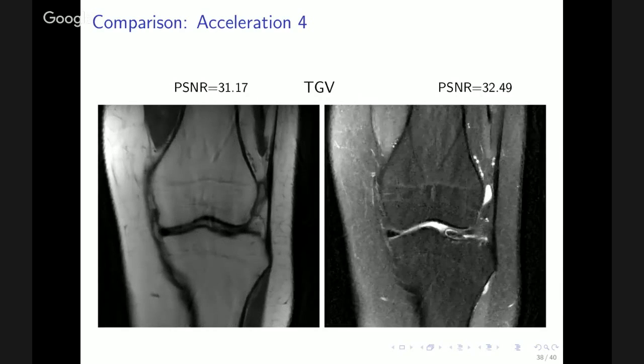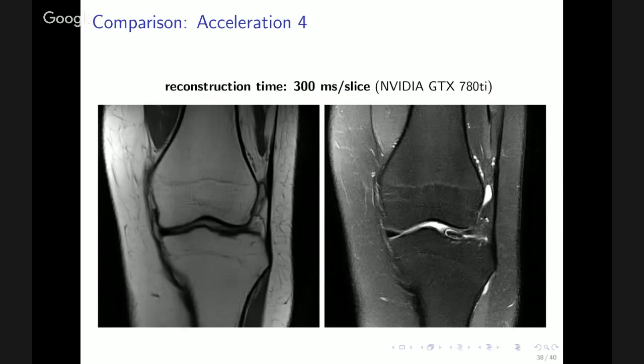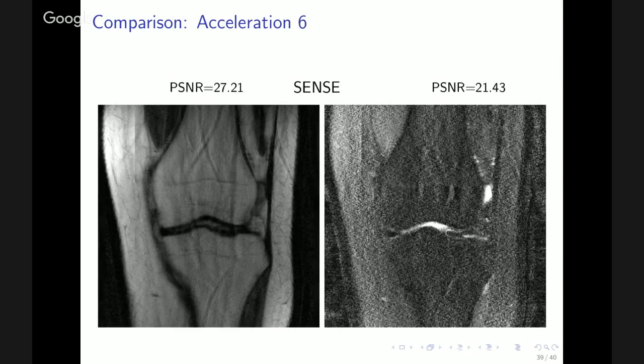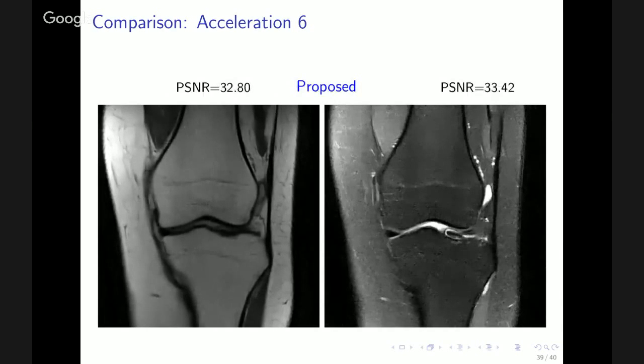This is the result with total generalized variation. So it looks better, but you see these backfolding artifacts are still in the solution, and it also looks a bit cartoonish. And this is the result with our learned network. When you compare this, you see you get really a new quality of reconstruction. And the reconstruction time on a recent graphics card is 300 milliseconds per slice. This is another example now with acceleration 6, so only every 6th line of the k-space is taken: SENSE, total generalized variation, and the reconstruction with our approach.